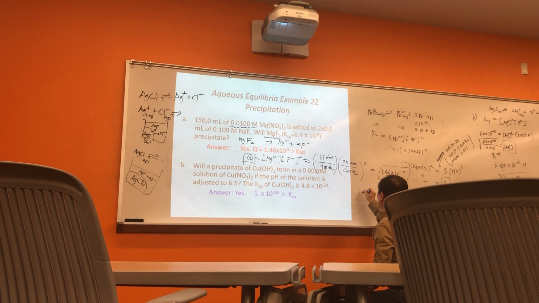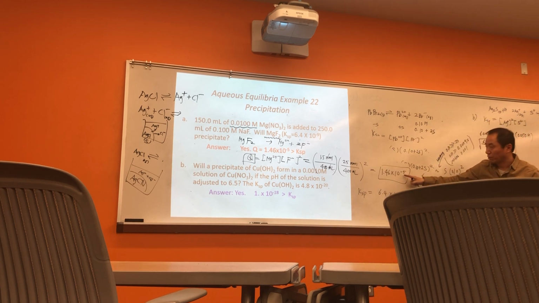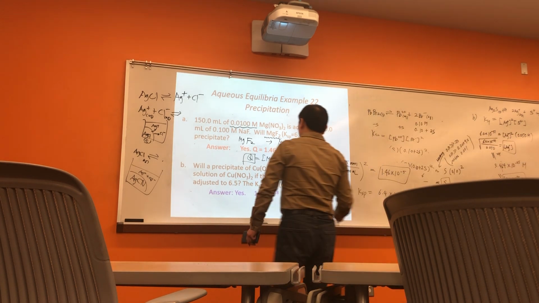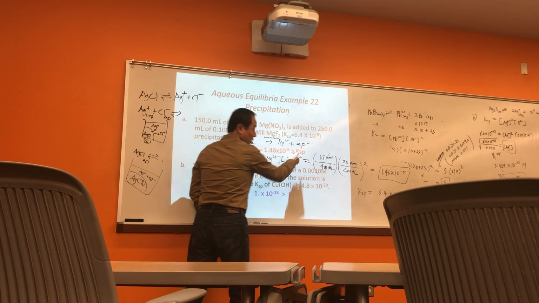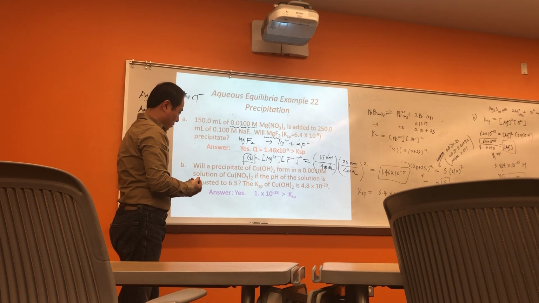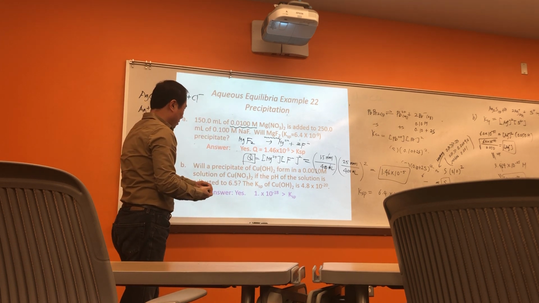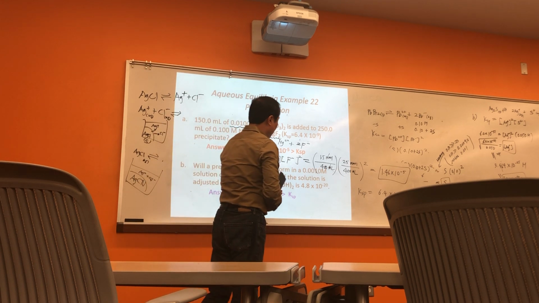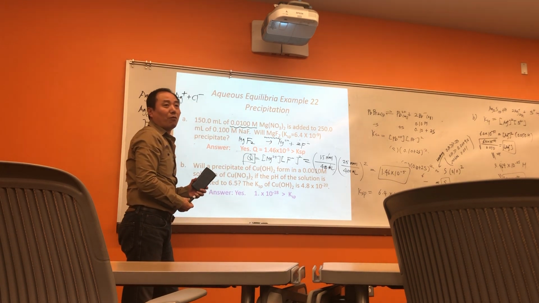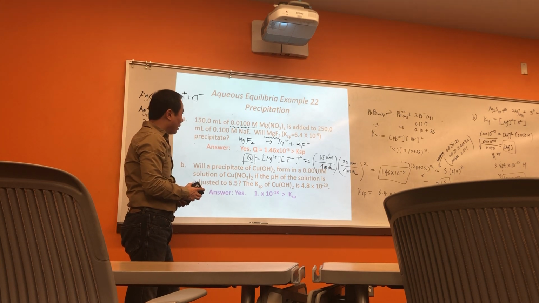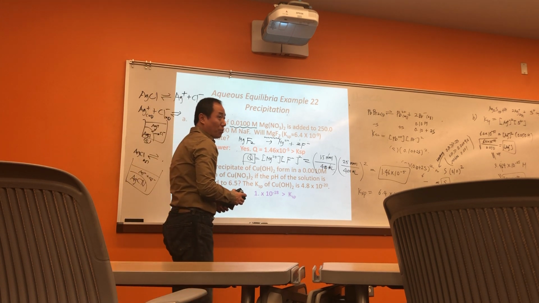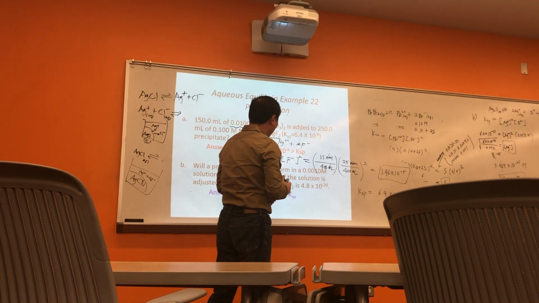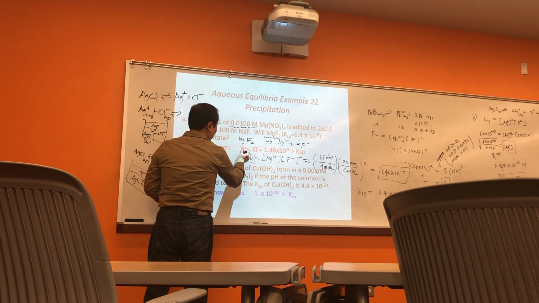KSP is 6.4 times 10 to the minus 9. And if you compare those two numbers, this one is greater, right? Q is greater. Q is greater than KSP. So that means you have more ions in the solution than the equilibrium condition, so they will come back together to form precipitate. Okay.